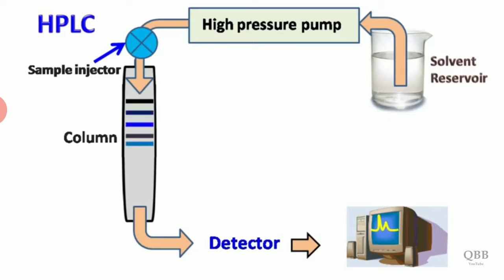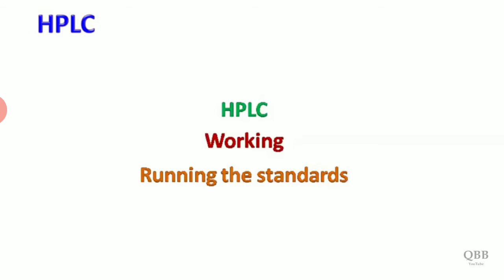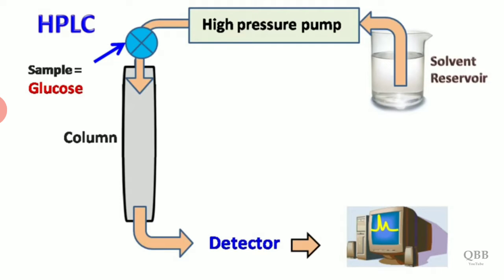So when you start the sample elution, the compounds get separated and you get different peaks like this, and the graph is plotted with respect to time. It is called a chromatogram. So how does HPLC work and how can we determine the standard?